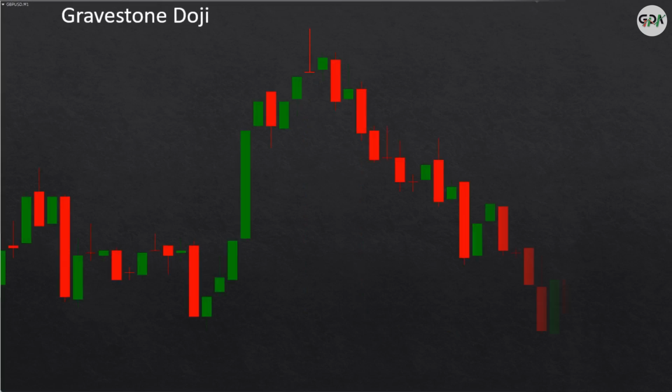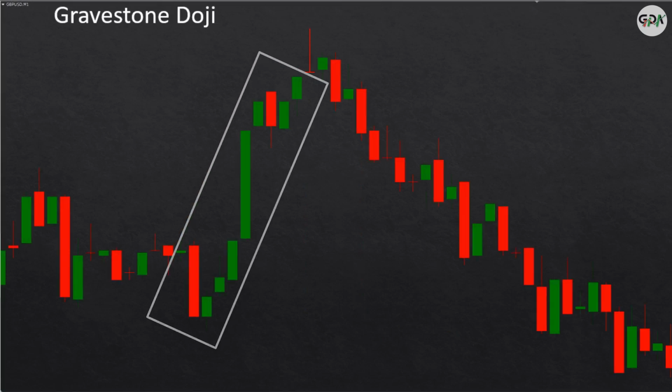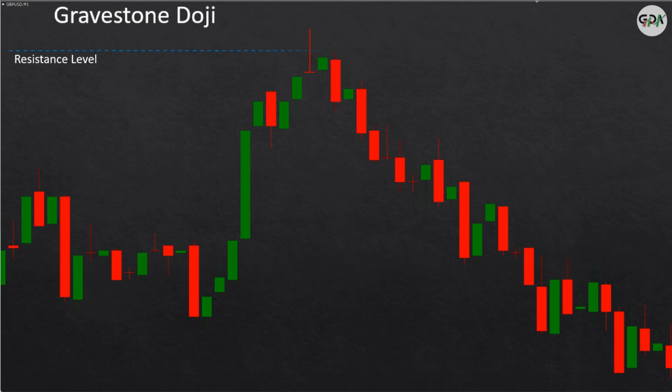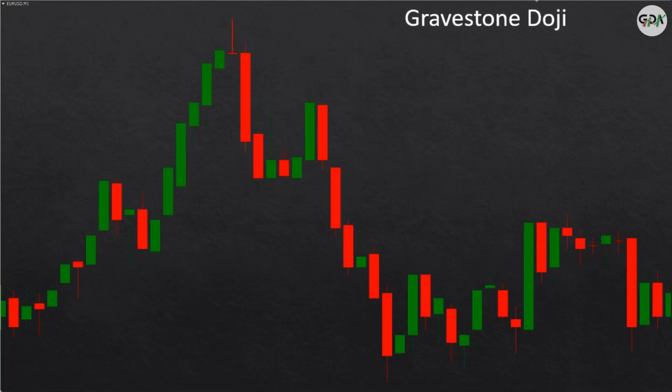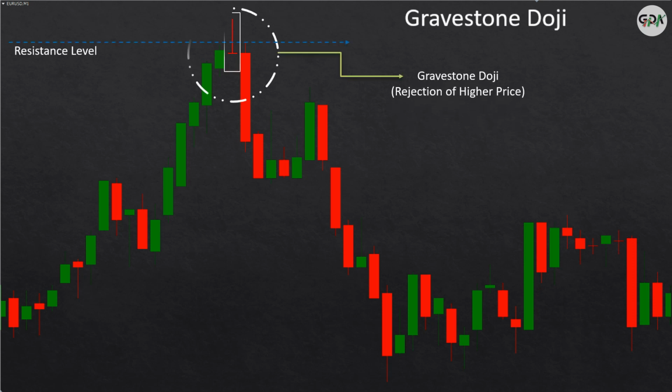Friends, let us take an example. Initially, the direction was up. Gravestone doji is formed at resistance level by rejection of higher price and the direction is down. Let us see another example. Gravestone doji formed at resistance level by rejection of higher price and took down direction as shown in the chart.